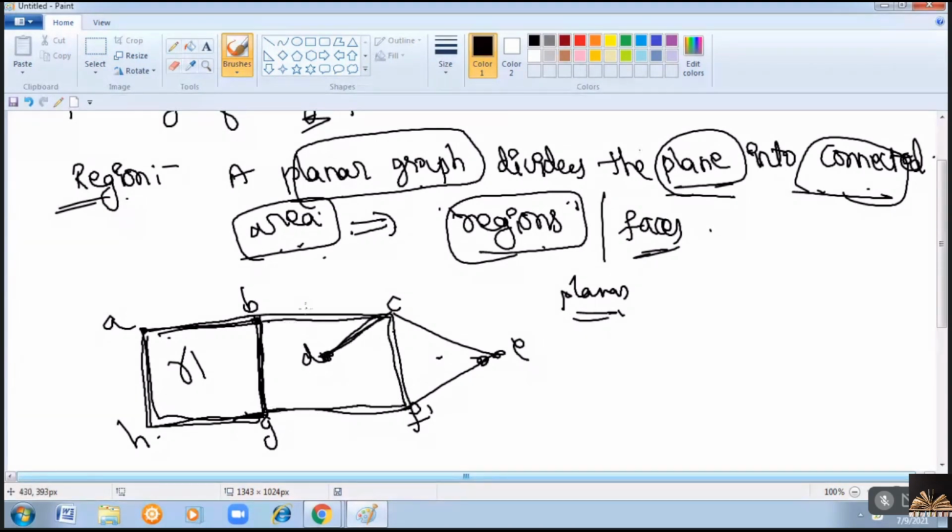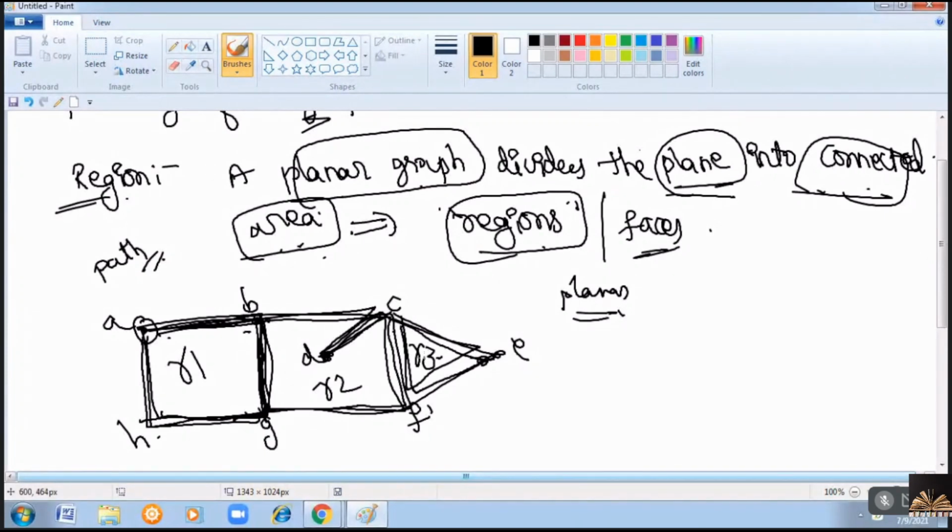Connected component means what? Do you remember the connected graph? Connected graph means there should exist a path, not an edge, from one vertex to every other vertex in the graph, right? So from A, you can reach B, you can also reach G, you can also reach H, right? So this is one connected component. We'll call it one region. And this is another connected component. This is R2. And this is another connected component, right? So this is one more region.